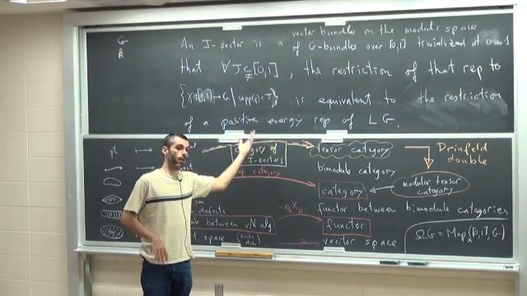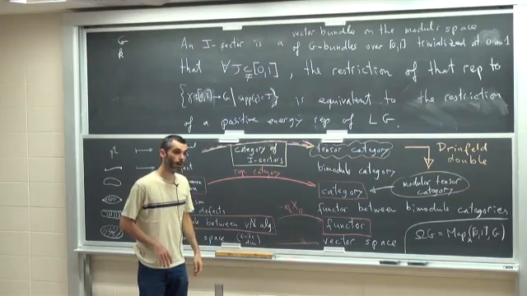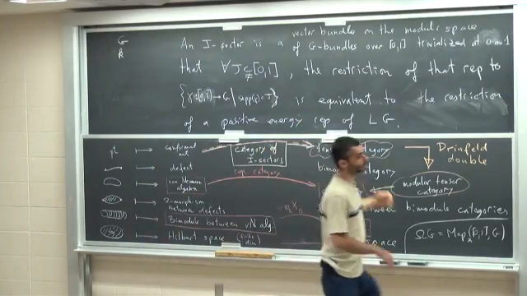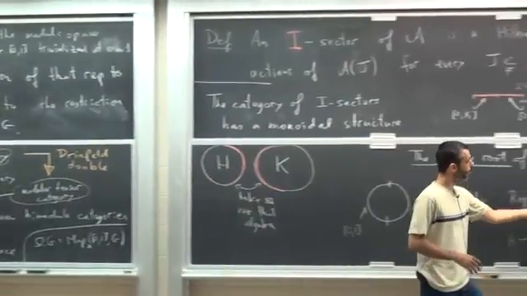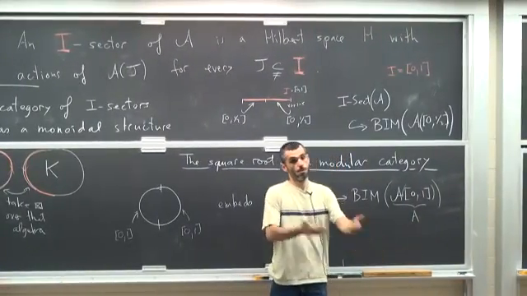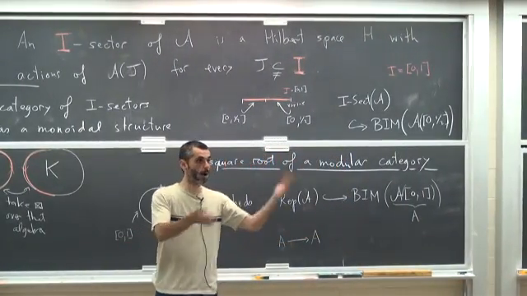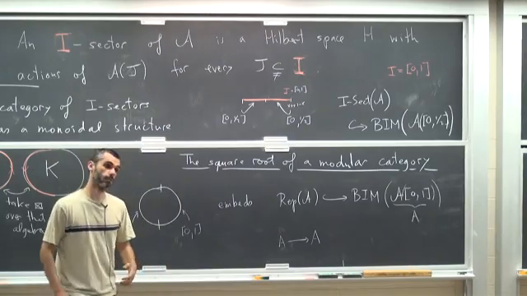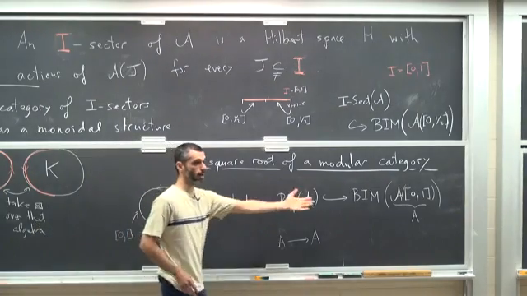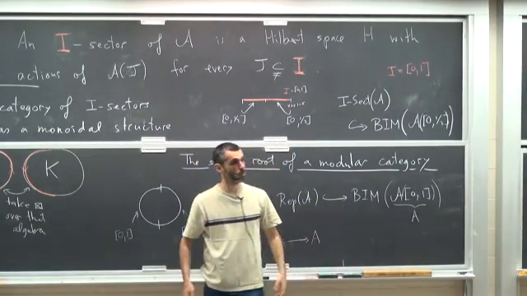Some objects will be dualizable in there. It's just like in the category of all bimodules for a fixed von Neumann algebra. Well, some bimodules are dualizable, some aren't. But for those that are dualizable, then there's a good theory of duals.